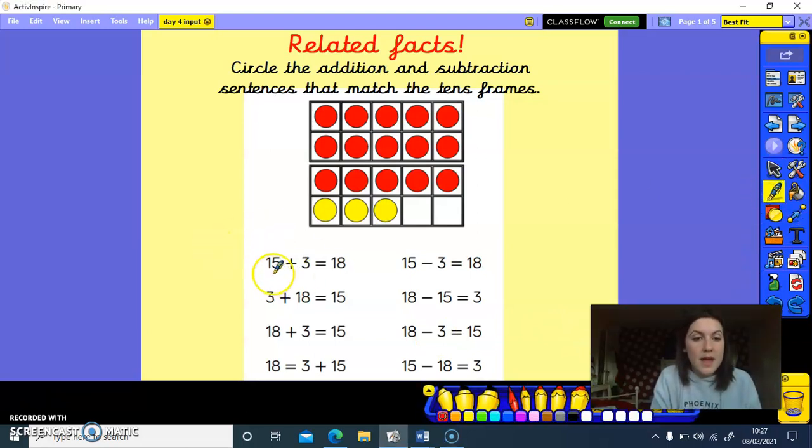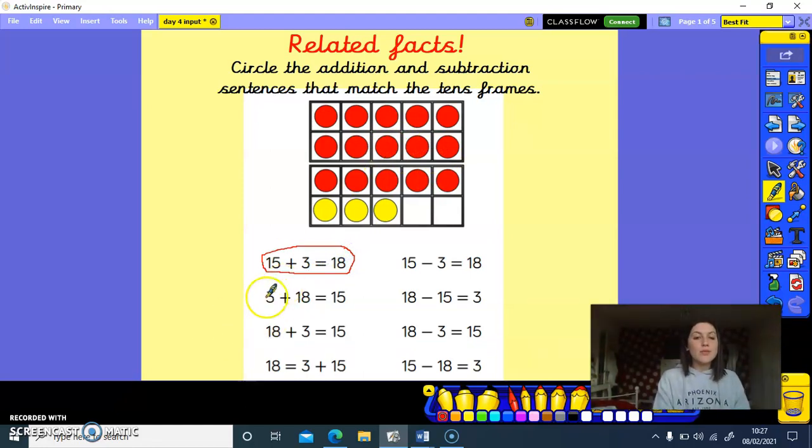So let's start with this one here. 15 add 3 equals 18. Is that represented here? Well, I know I've got 10 red here, and this is a tens frame and it's full, so I've got 10 here, and I'm going to count on here. So 10 in your head, 10, 11, 12, 13, 14, 15. So I do have 15, and then I've got 3, and that has made 18. Let's just make sure. 10 in your head, 11, 12, 13, 14, 15, 16, 17, 18. So 15 add 3 does equal 18, and that is what is represented here.